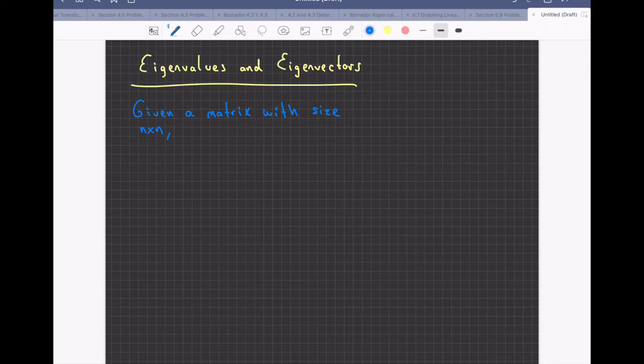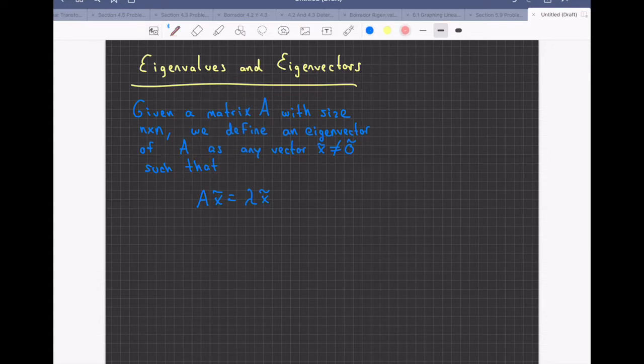Eigenvalues and eigenvectors. Given a matrix A with size n by n, we define an eigenvector of A as any vector x that is not the zero vector, such that A times x is equal to lambda x.